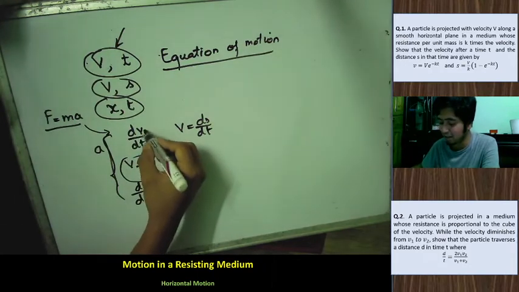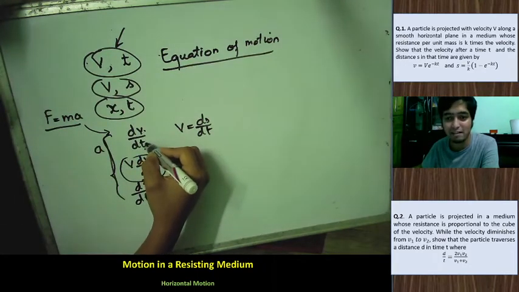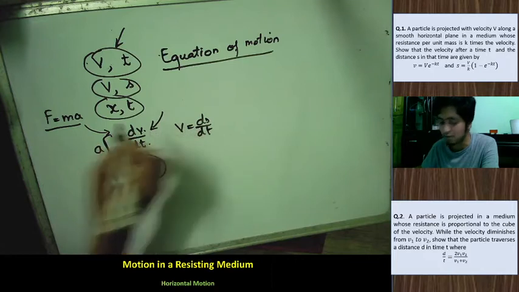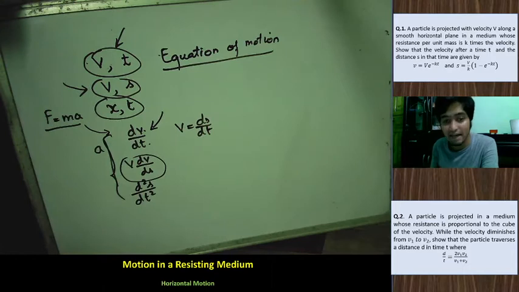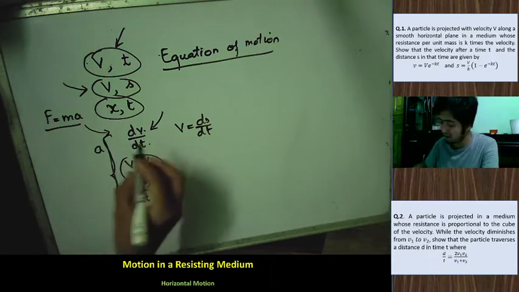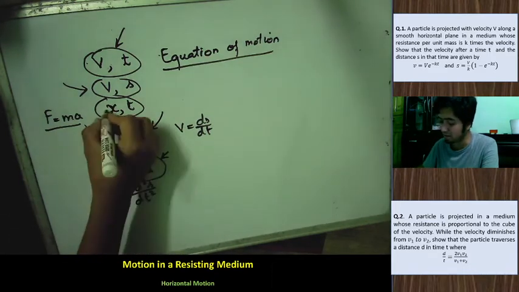Naturally, this one contains the variables v and t, so this is what we will use. If you have to find a relation between v and s, this is what we will use. Sorry, this one is s again.